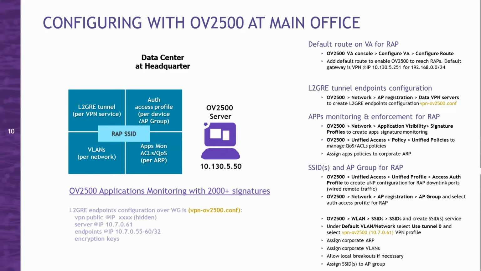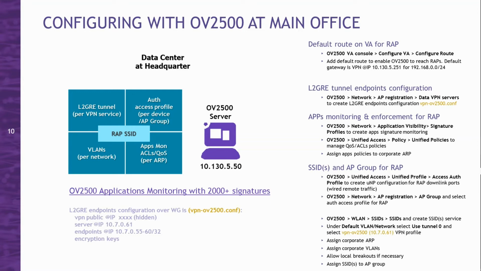This slide gives an overview of the actions to do on the on-premise OV2500 in the main office. At this stage, with the RAP connected on the remote side, the VPN management tunnel can be established. The first action on the OVE is to declare a default route to allow OVE to reach the RAP. In our example, the default gateway is the private IP address 1305.251 of the server for the VPN network 168.0.0.